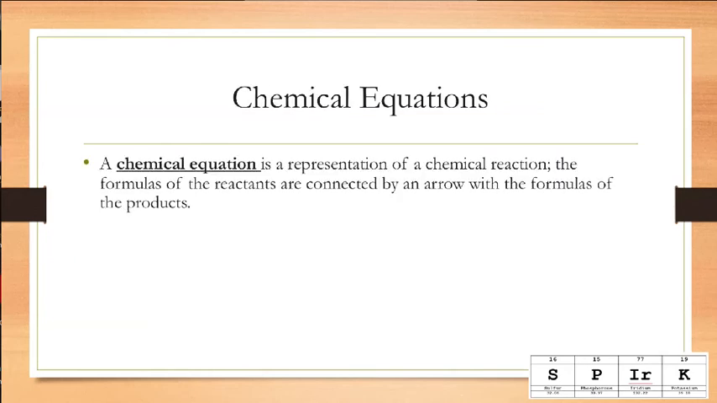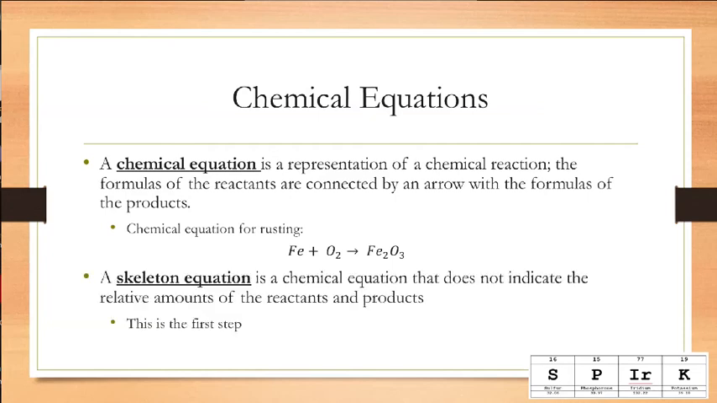So chemical equations. A chemical equation is a representation of a chemical reaction. The formulas of the reactants are connected by an arrow with the formulas of the products. The chemical equation for rusting that we just talked about is iron and oxygen yielding iron 3 oxide, or Fe plus O2 yields Fe2O3. A skeleton equation is a chemical equation that does not indicate the relative amounts of the reactants and the products, and a skeleton equation is the first step in writing chemical equations.